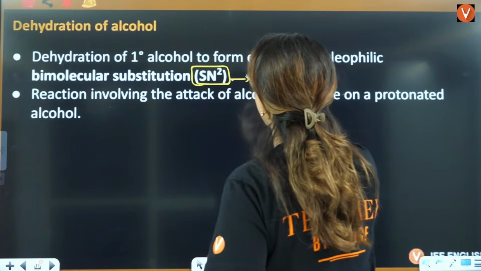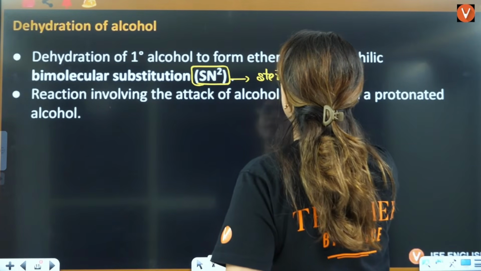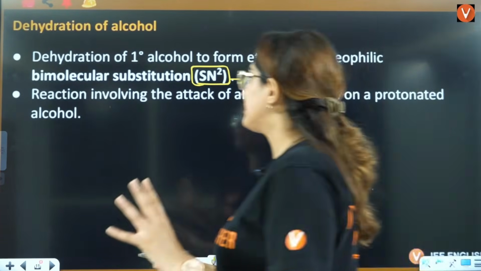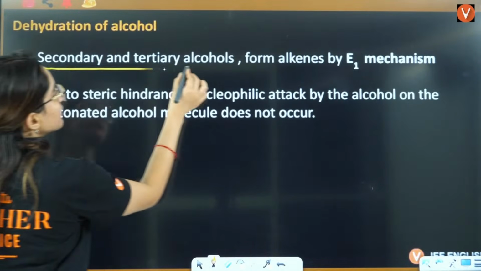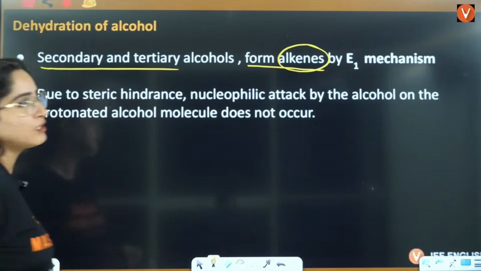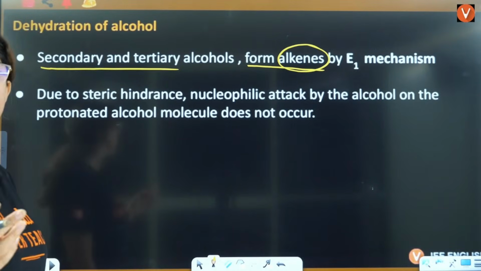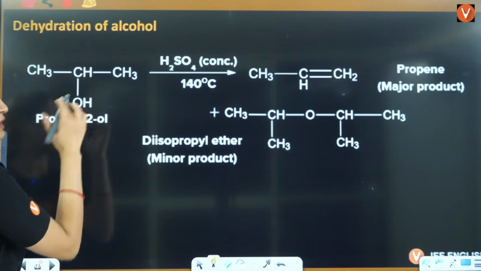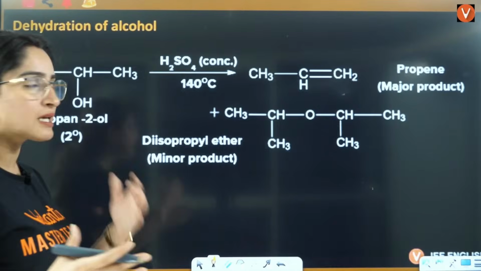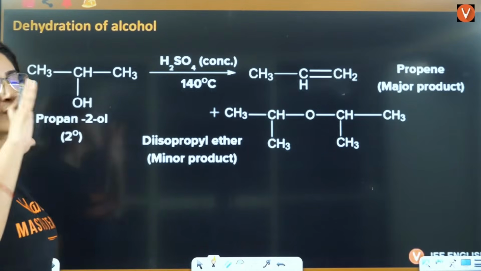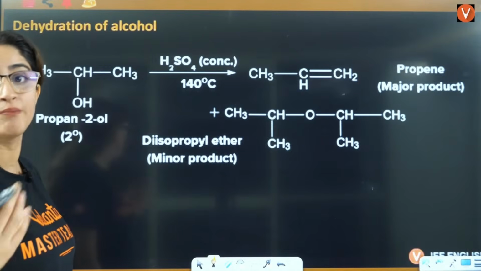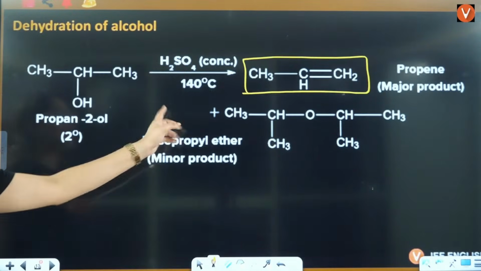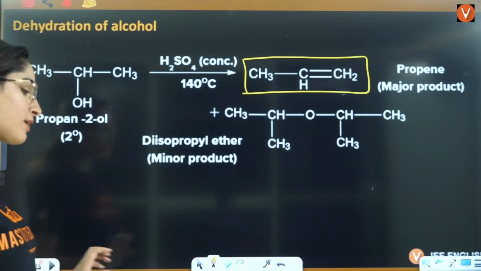That means it depends upon the steric hindrance. It depends upon the steric hindrance, and that is the reason 1 degree alcohol is going to form ether, but 2 degree and 3 degree, secondary and tertiary, will give you alkene. Why? Because the SN2 mechanism will be very difficult to occur here. Here it is very difficult for these two molecules to take out water because of steric repulsions, and that is the reason it will make alkene by the E1 mechanism, and here you will have the formation of the major product, that is alkene, and ether is going to be the minor product in case of 2 degree.